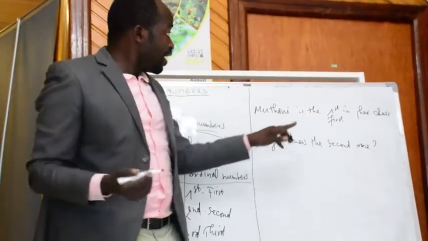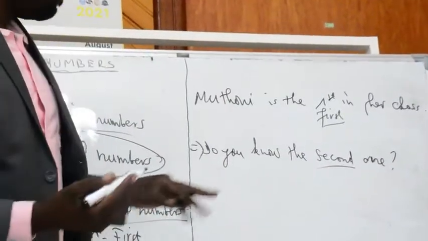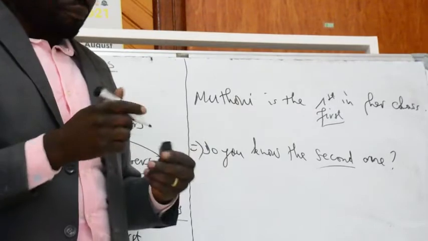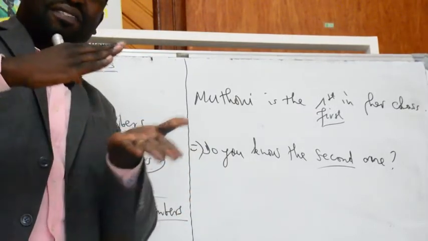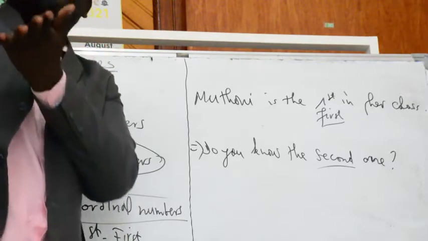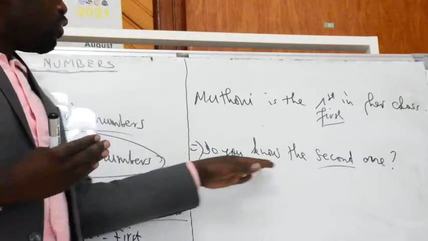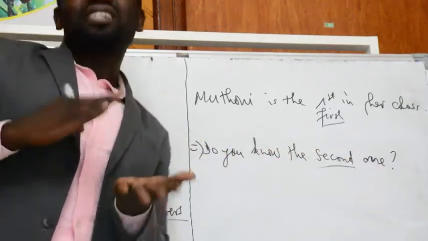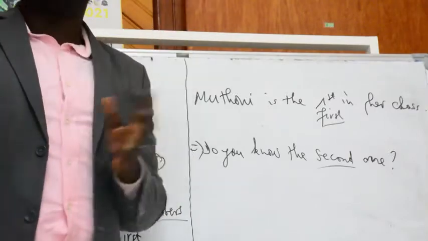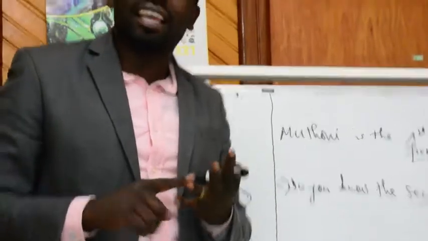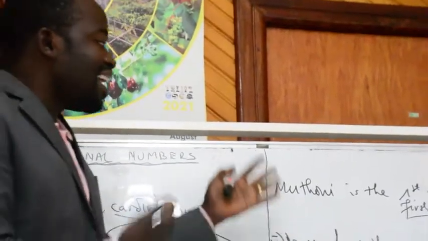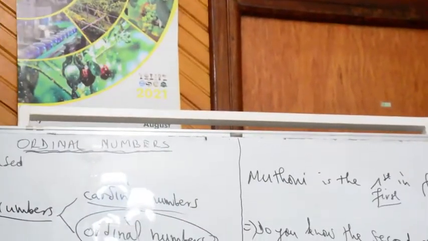Considering those two examples, and I will give you more, you see here we are ranking. We have the first, the second, the third, the fourth, and so on. Do you know the second one? It means that there are many people, but they are different. Who is the first? Who is the second? That is where we use ordinal numbers.